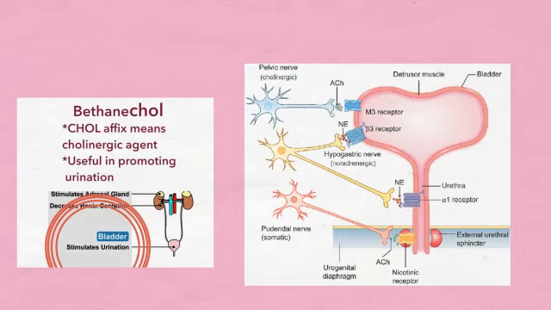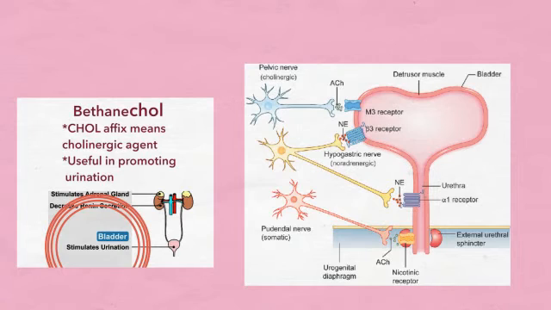So in this figure you can see the M3 receptor, they are present on the urinary bladder, and the major action of bethanechol is that it directly stimulates this muscarinic receptor, this M3 receptor, and increases the contraction of the bladder, and hence it promotes urination.